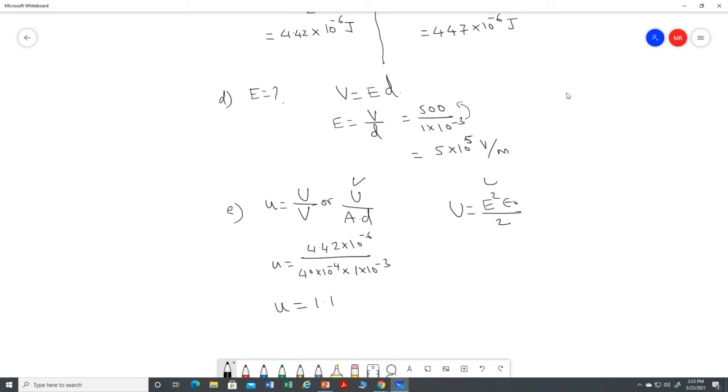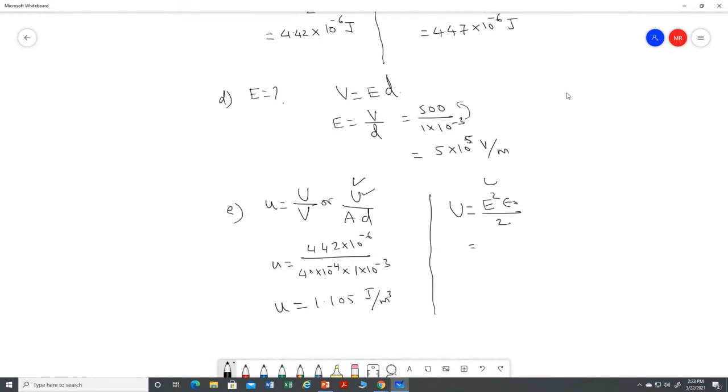1.105. Is there any power? No. Okay, what's the unit? Because you can see the unit for the energy is joules, the unit for the area is meter squared, and here you have another meter. That means what's the unit? Joules per meter cube. Clear? Okay, let's try it with this formula.